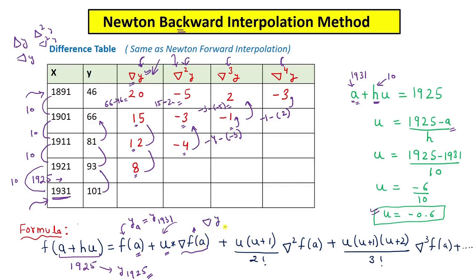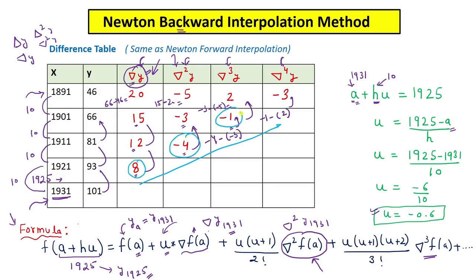Now, what is this a? This is 1931. So this del y of 1931 is actually this column. And this value is del square y of 1931. Similarly, we can write the others. In the Newton backward interpolation method, we will be taking the last values. Last values means we will be taking 8, minus 4, minus 1 and minus 3 to put in this formula. In Newton forward, we were taking the upper values, that is 20, minus 5, 2 and minus 3.